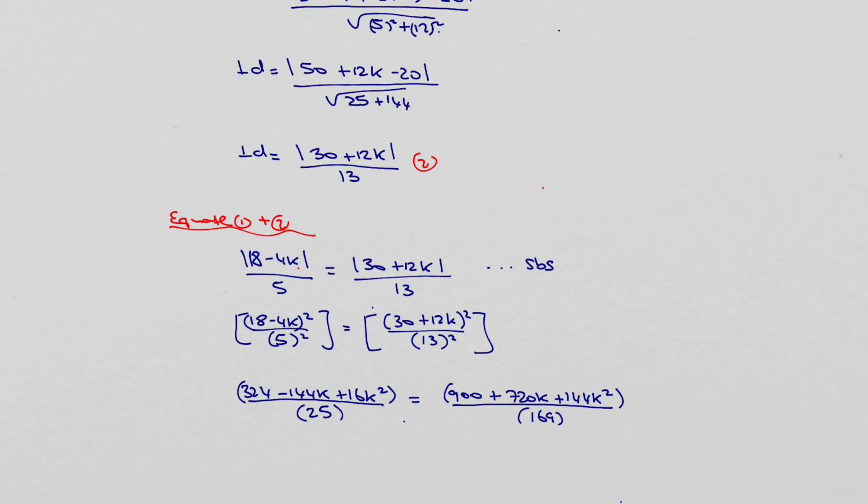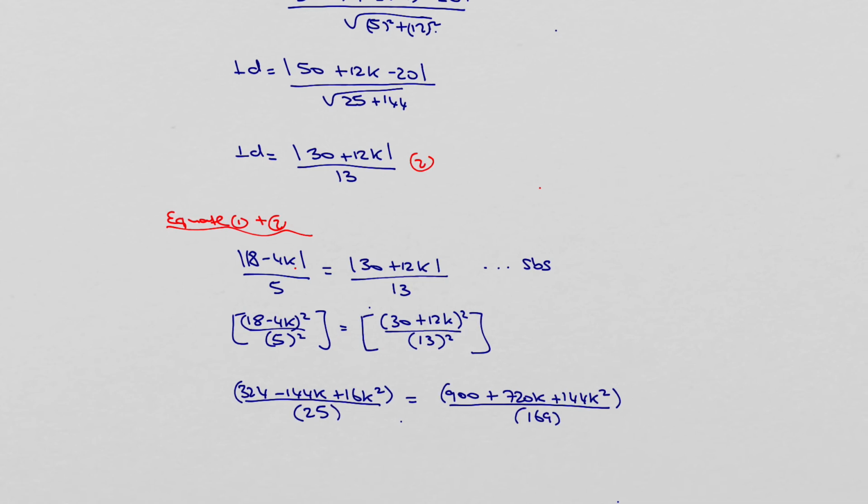So again, we want to simplify this, and we can see we're clearly going to get a quadratic. So I'm going to multiply across by 169, and then multiply across by 25. So cross multiplying here to get rid of our fractions. And I'm going to have to go on to the next page. So multiplying out our brackets there, so we're going to multiply 169 by 324 minus 144k plus 16k squared, and multiply 25 by 900 plus 720k plus 144k squared.